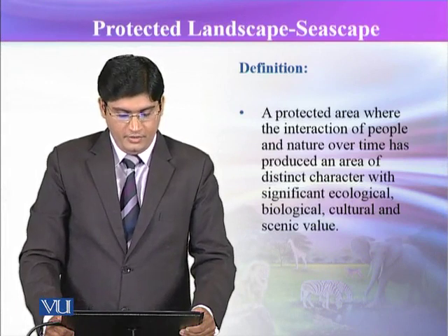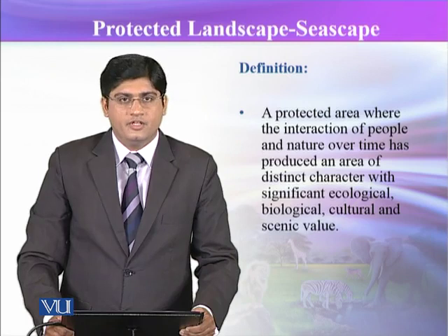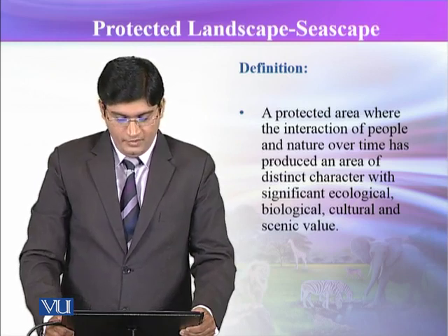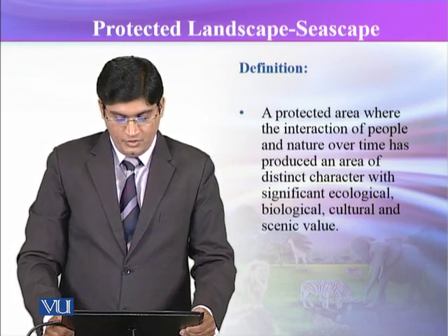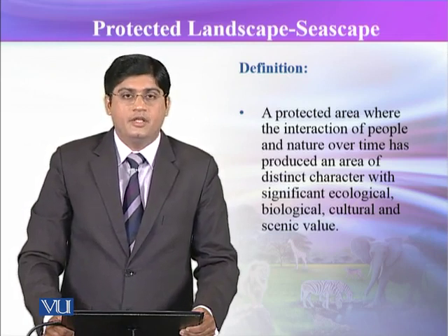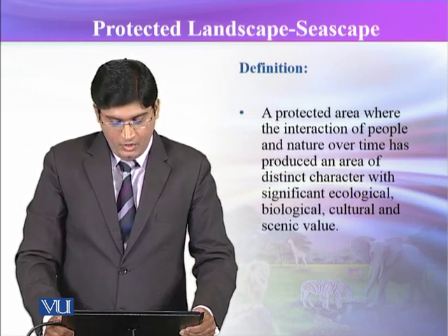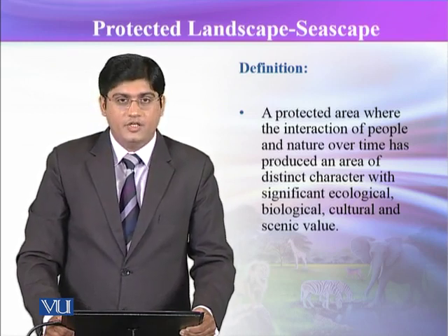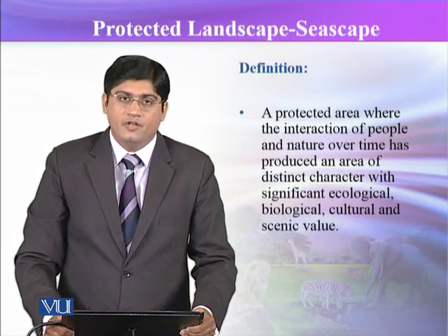Category 5, declared by IUCN, is protected landscapes and seascapes. According to the IUCN definition, this is a protected area where interaction of people and nature over time has produced an area of scenically very beautiful, distinct character with significant ecological, cultural, as well as biological values.